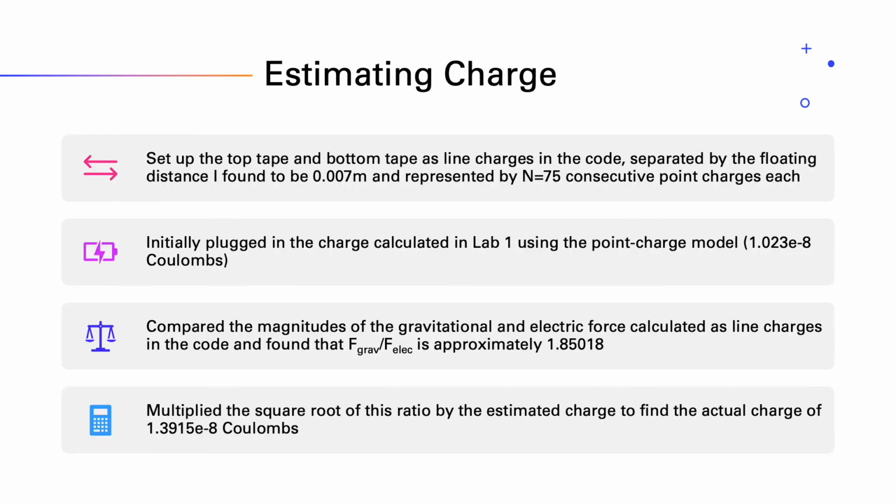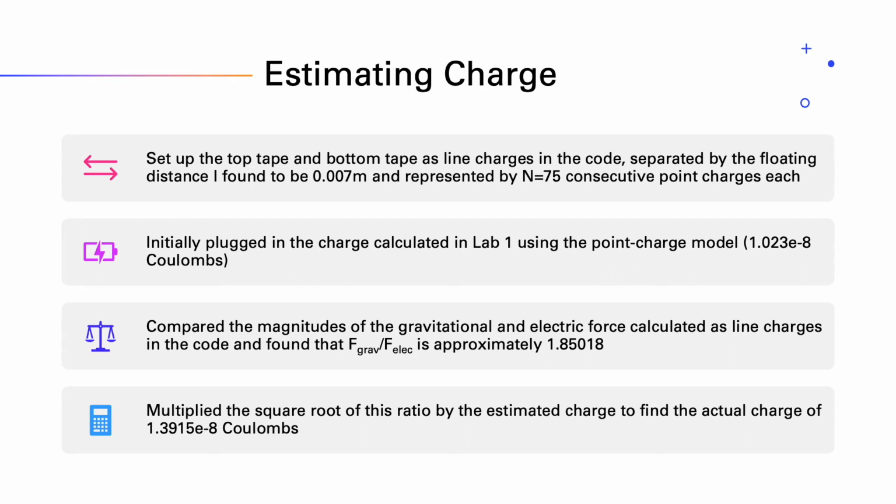So I took the model of approximating the charge instead of working it out analytically. So I set up the top tape and the bottom tape as line charges in the code, separated by the floating distance that I found to be 0.007 meters, and I represented them with 75 consecutive point charges each. I didn't want there to be too many and have just a whole lot of stuff going on, but a large number is enough to get a more accurate model. I initially plugged in the charge I calculated in Lab 1 using the point charge model.